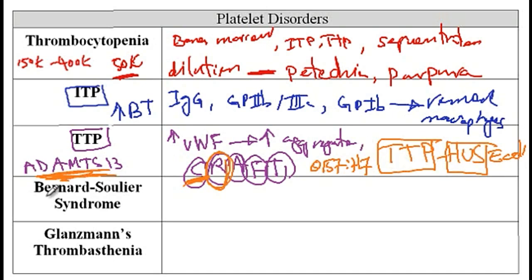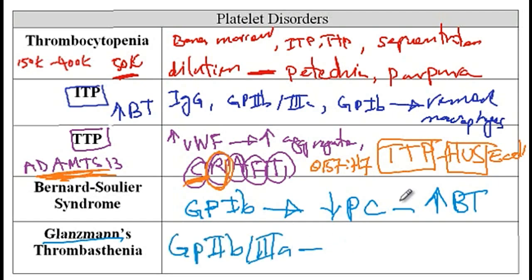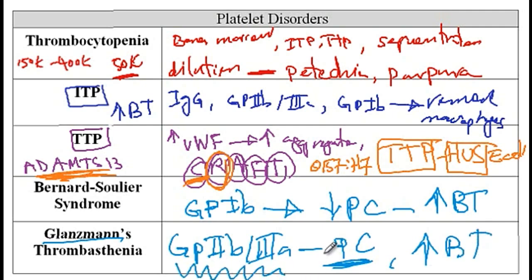The next condition is Bernard-Soulier syndrome, which is due to the deficiency in GP1B, as a consequence of which there would be decreased platelet count in these patients, and thus there would be increased bleeding time. And then finally we have Glanzmann thrombasthenia, where there is a defect in the GP2B3A receptors. In these patients, however, the platelet count is normal, but there would still be increased bleeding time because of the defect in these receptors.